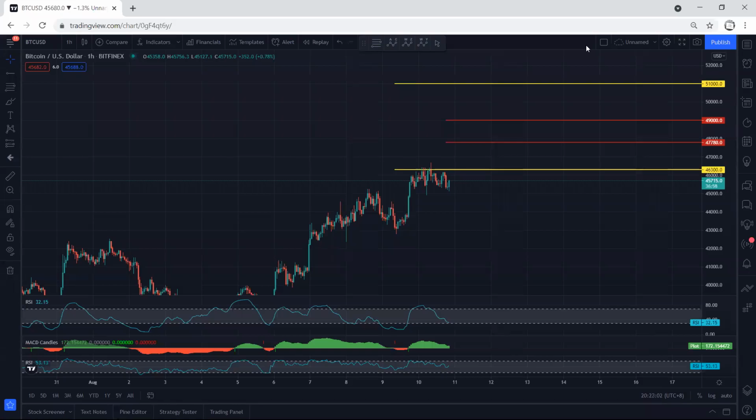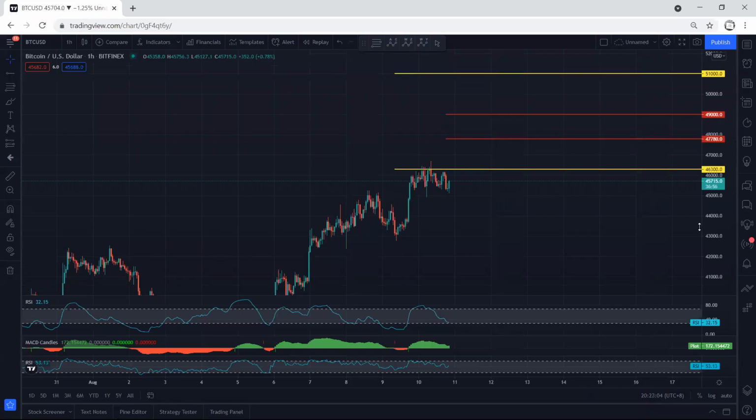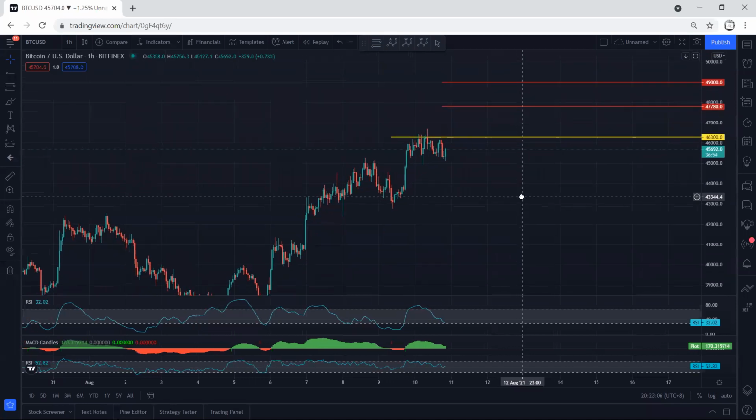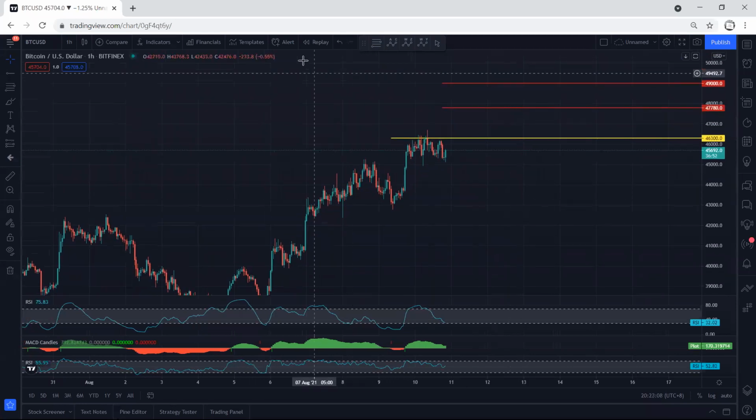Bitcoin, we start with the 1 hour chart. I just want to give a quick update. If we refer to our analysis in my last video, I mentioned we want to see the breakout of 46,300. As we can see, the price tagged exactly 46,300, but there was no breakout.